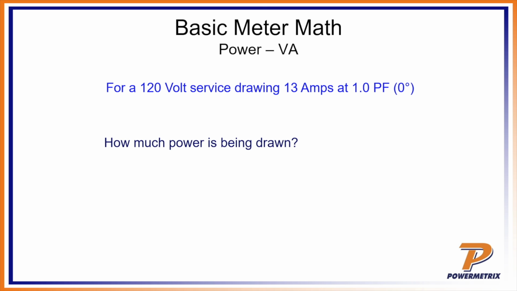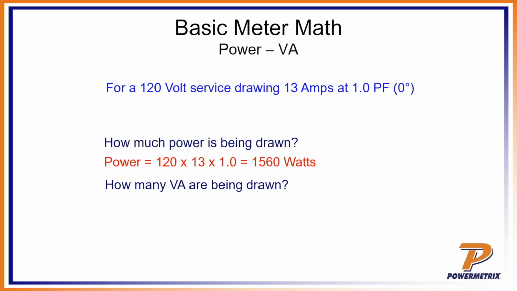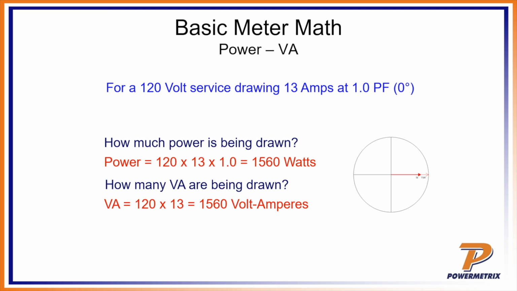So now for a 120 volt service, 13 amps, a power factor of 1 and 0 degrees, how much power is being drawn? 120 times 13 times 1 is 1,560. You notice that at unity power factor, it looks like VA, right? Because we end up with the same amount, since it doesn't change anything. It's funny, at unity it almost acts like VA.